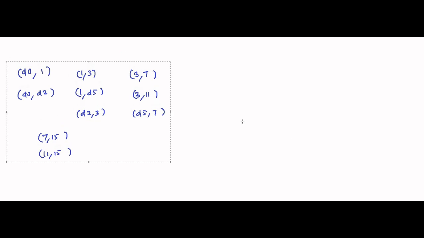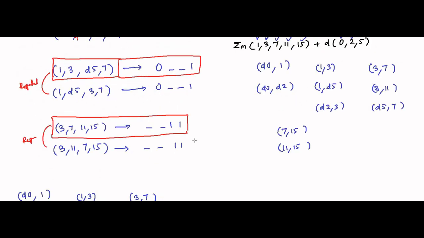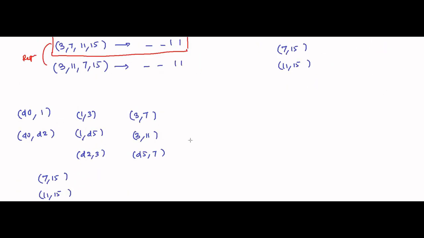Okay, these are the minterm pairs, and the merged minterm pairs are 1, 3, D5, 7; D0, D1, D2, 3; and 3, 7, 11, 15. So let us write them here: D0, 1, D2, 3, then 1, 3, D5, 7, and 3, 7, 11, 15.